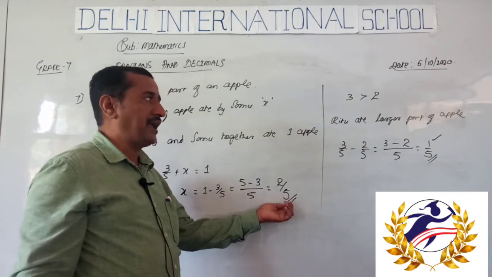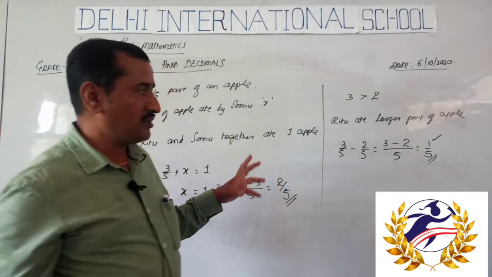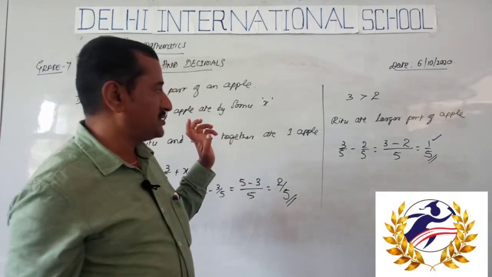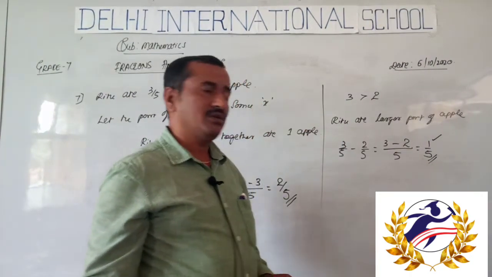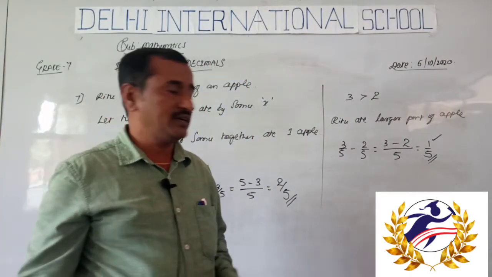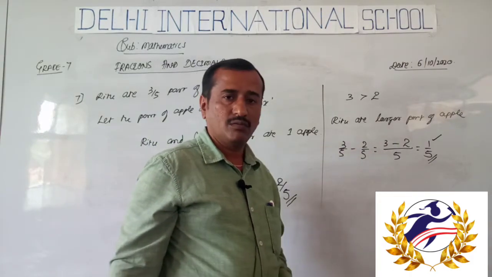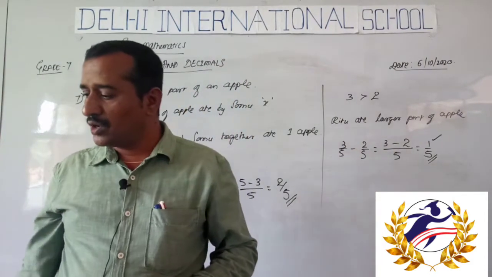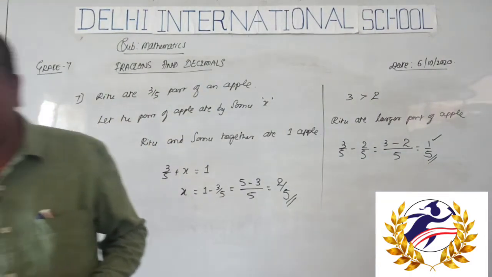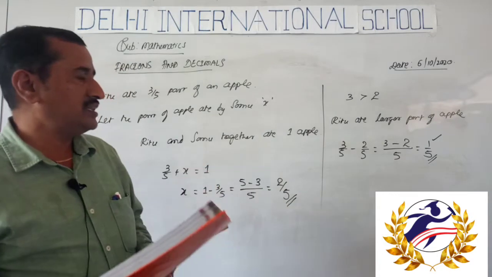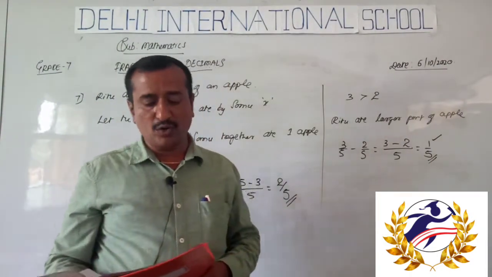So who ate the greater part? By observation of the fractions, numerator 3 is greater than 2. As a result, Ritu ate the larger part of the apple. How much greater is it? 3 by 5 minus 2 by 5 gives you 1 by 5. So according to the question, Ritu had the largest share by 1 by 5 part. I hope it is clear to you.